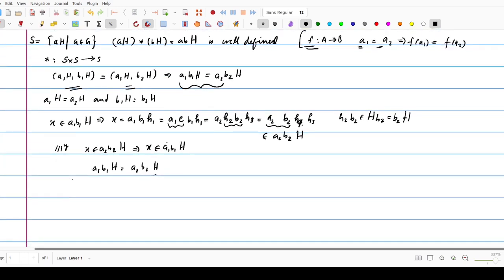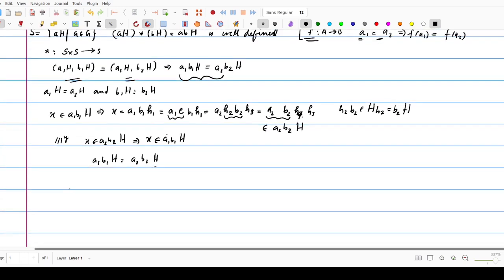Okay, so next we have to prove the converse. By assuming that HBH is equal to ABH, assume this, then assume HB is equal to ABH, then we need to prove that H is a normal subgroup.